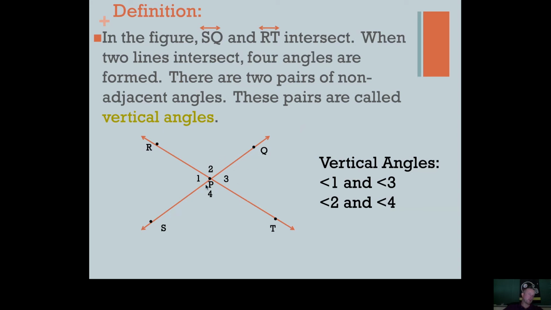Now we're going to see a diagram like this a lot. Angles that are next to each other that make a line, remember, are a linear pair. So angles 1 and 2 are a linear pair. Same thing with 2 and 3. Same thing with 3 and 4. Same thing with 1 and 4. Those are your linear pairs. But the angles across from each other, those are vertical angles.